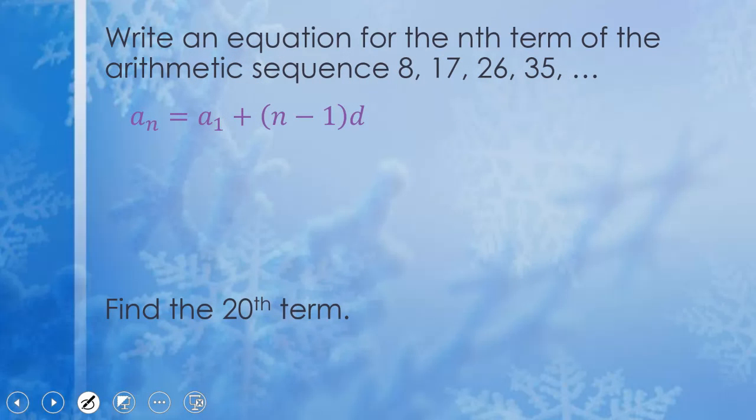We also want to be able to write an equation for the nth term. So that equation that I wrote on the previous one to help me find the 12th term, I want to be able to write that generic equation to find any term. So I'm going to start with what I know here. I know my first term, which is 8. I can figure out my D because here it looks like I'm adding 9. 17 to 26, I'm also adding 9. 26 to 35, also 9. So my D is 9.